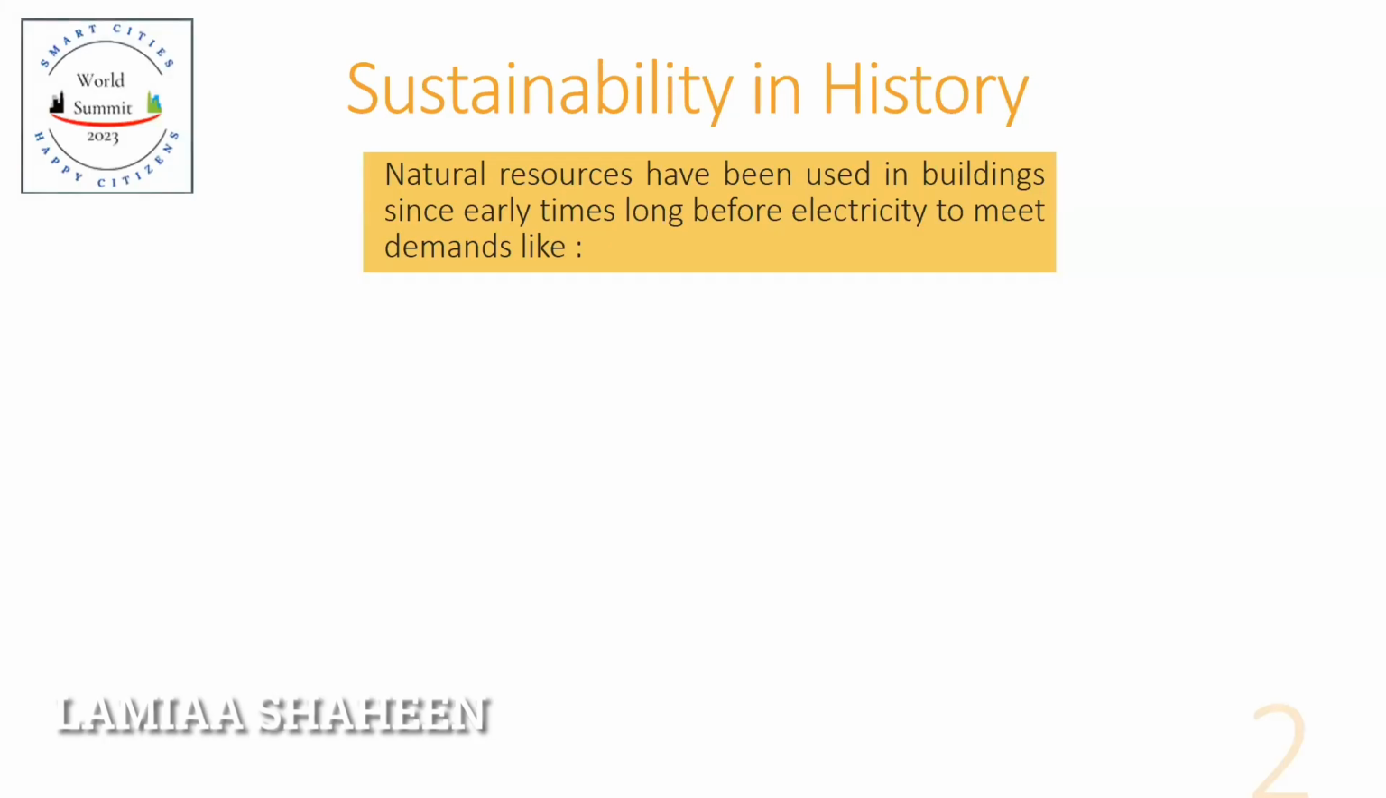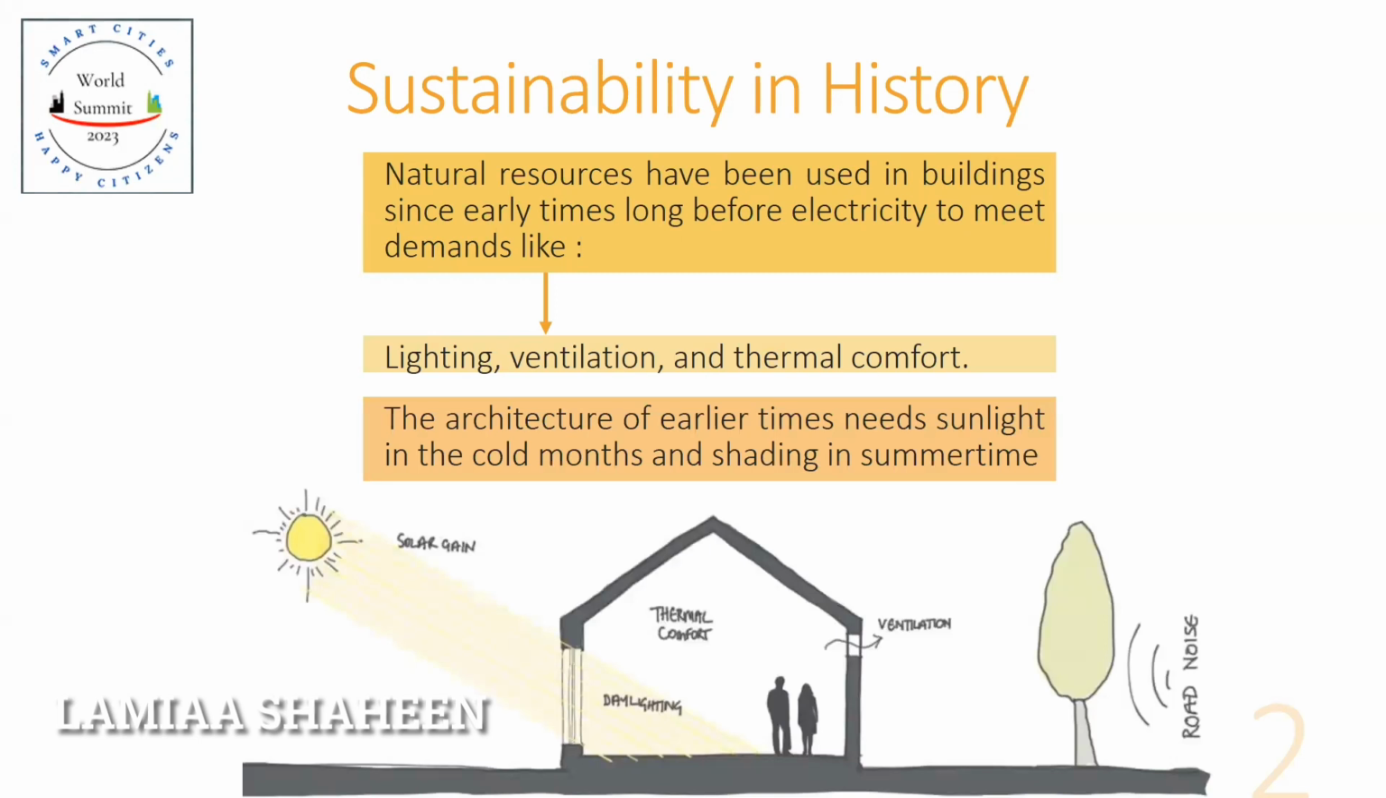Sustainability in history: natural resources have been used in buildings since early times, long before electricity, to meet demands like lighting, ventilation, and thermal comfort. The architecture of earlier times needed sunlight in the cold months and shading in summertime, as shown in Figure 1.